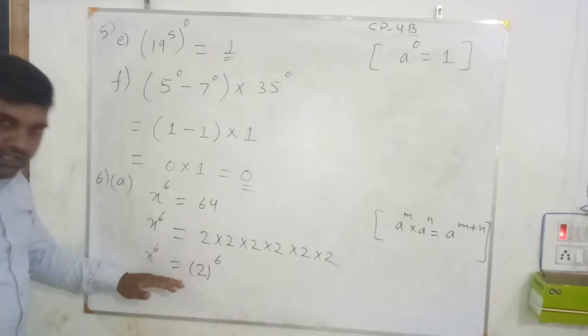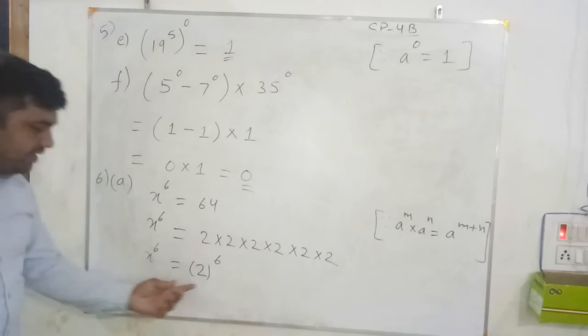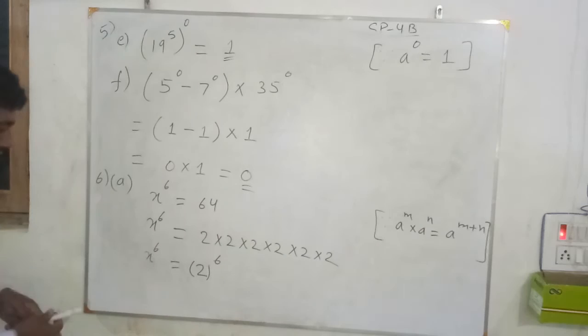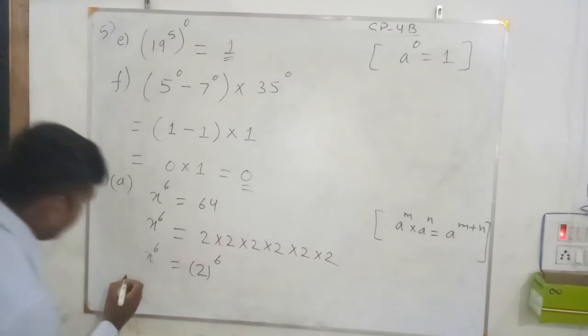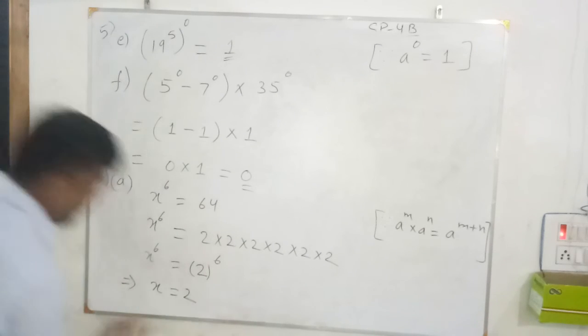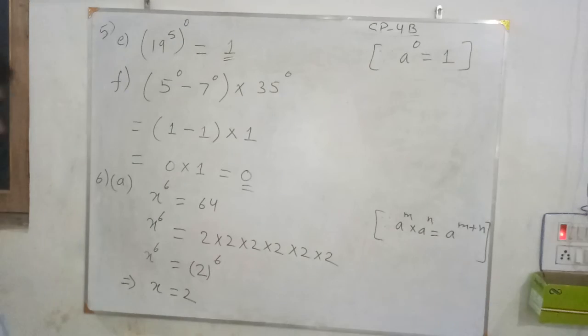Since it is an equation, the left hand side and right hand side are the same, so the base should also be the same. So how will this base be the same? When this x becomes 2. So on comparison, what you are going to get, this implies that x is equal to 2. That you can also write.